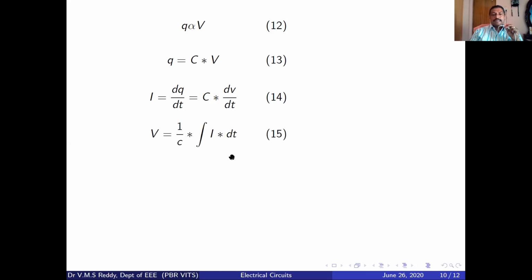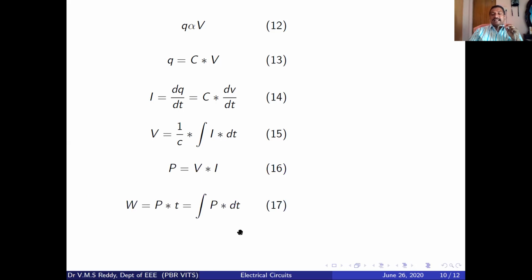Then we need the value of V. Again the same: dt is transferred to this side, so dV is equal to 1 by C into I into dt. We remove the differentiation by applying integration. Therefore, finally we get the equation V is equal to 1 by C integral of I dt. So the voltage across the capacitor, Vc, is equal to 1 by C integral of I dt.